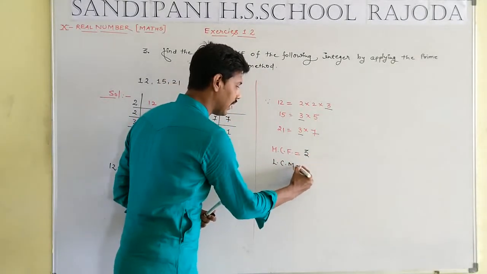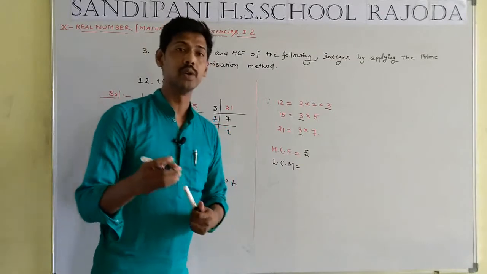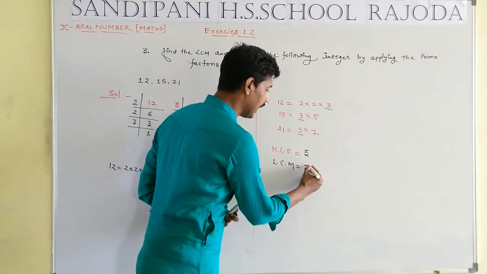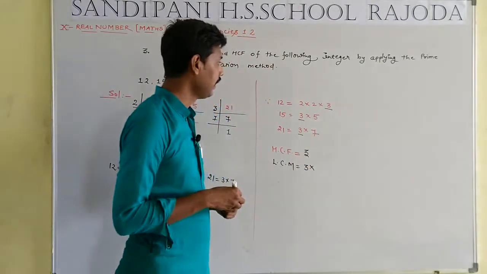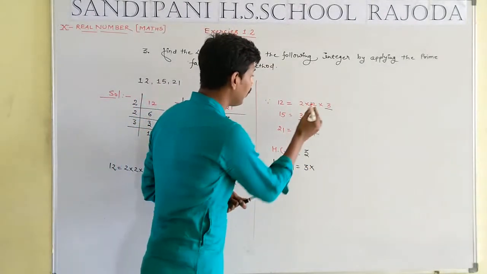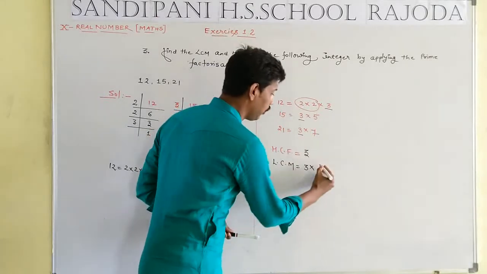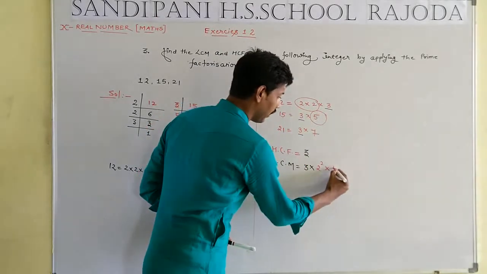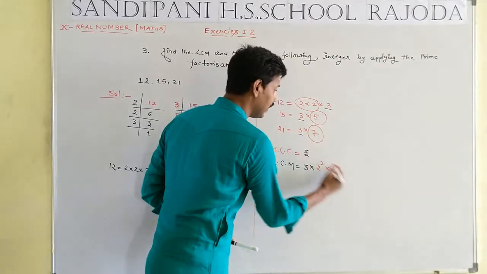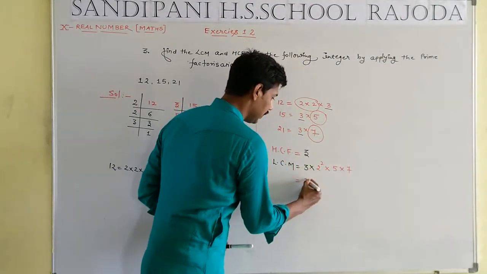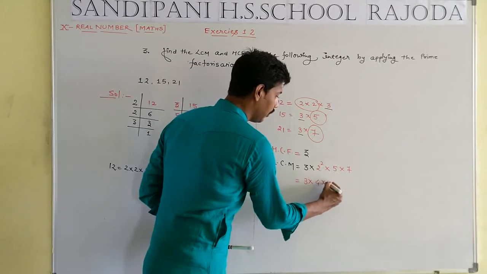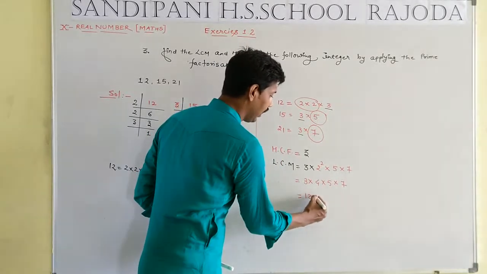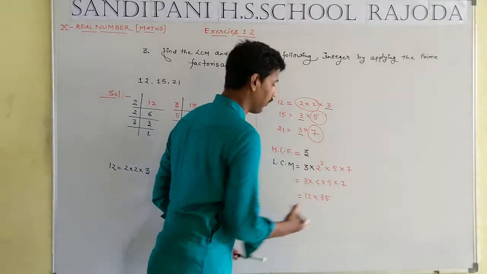LCM, what is the meaning of LCM? That means lowest common multiple. That means firstly taking the HCF, then the remaining part of the first factor, which is 2 to the power 2, the remaining part of the second factor, which is 5, and finally 7. So 3 into 4 into 5 into 7. 3 fours will be equal to 12 and 5 sevens will be equal to 35.